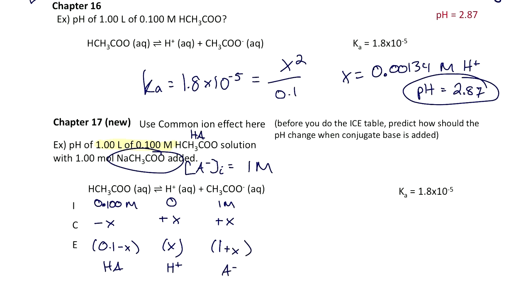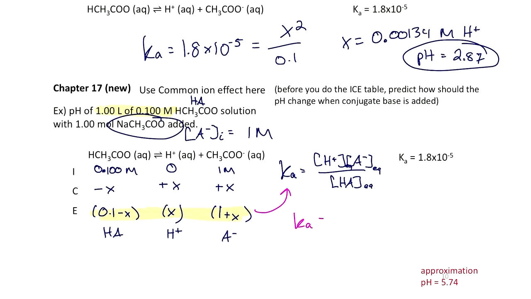Perfect. All right, what's the trick with ICE tables? What do we always do? Put the E line into K, right? So our Ka expression is simply H plus concentration, conjugate base concentration, over HA concentration. Again, all of these are at equilibrium. And so this is our E line. Everything in our E line goes into the Ka expression. So we get that Ka equals X times 1 plus X over 0.1 minus X equals Ka. I give it to you as 1.8 times 10 to the negative 5.